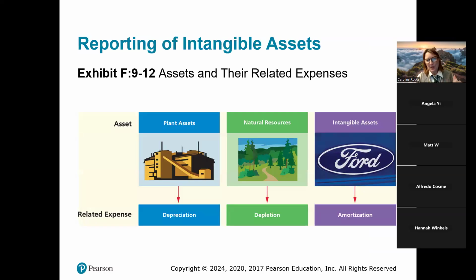Again, a summary of the different ways that we expense items over time. Assets are depreciated, natural resources are depleted, and intangible assets are amortized, except goodwill. Do you guys have any questions about anything that we covered today?